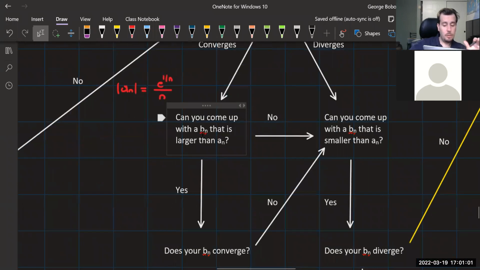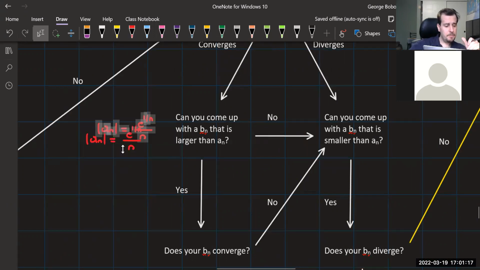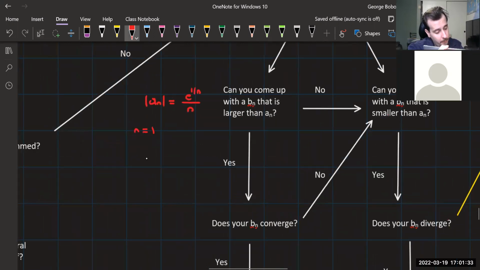Can you come up with another series that is larger right now, let's say, than this? Think about this. What is the maximum value? Here, let me help you because I know what's going to be right here. I can see it now. What's the largest value that this will ever be? For what n is this going to give the largest value ever in its life? 1, right? Because you plug in 1, look what happens. You get e to the 1 over 1, which is just e.